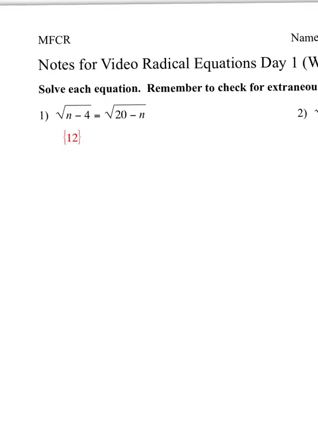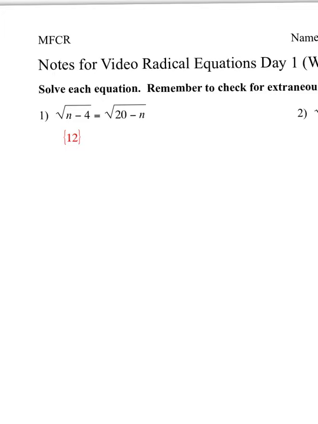Welcome back, guys. Today is Radical Equations Day 1, week number 3. I'm going to go over the notes here. Please check these out first, and then try the problems, and if you still need some help, you can just join one of the Zoom chats.